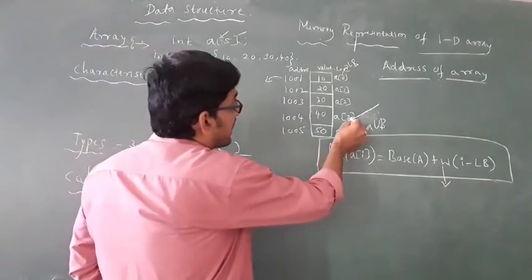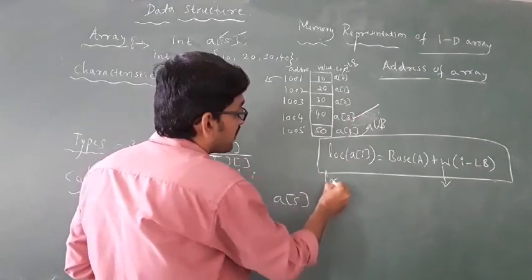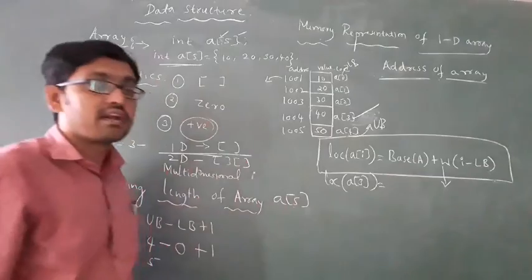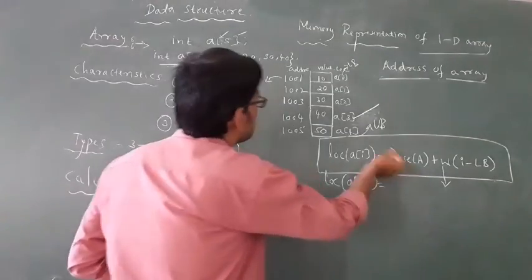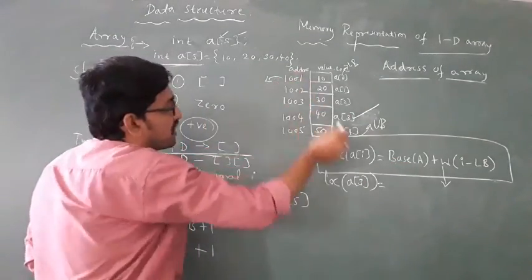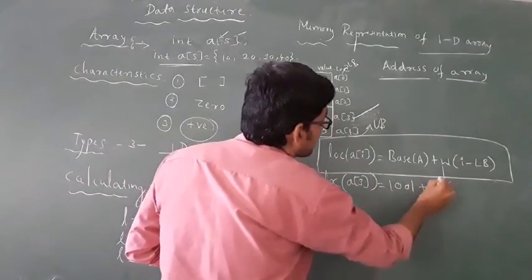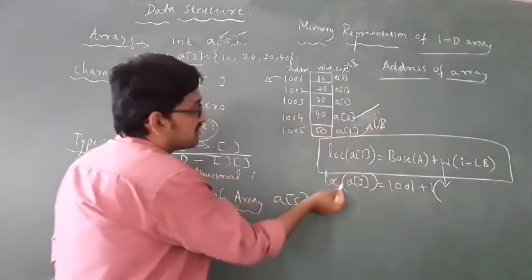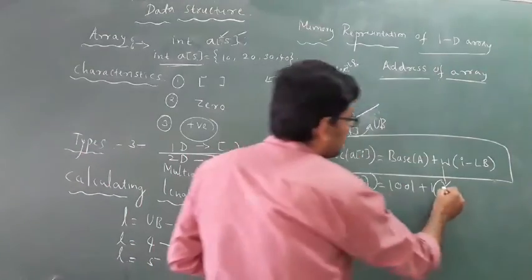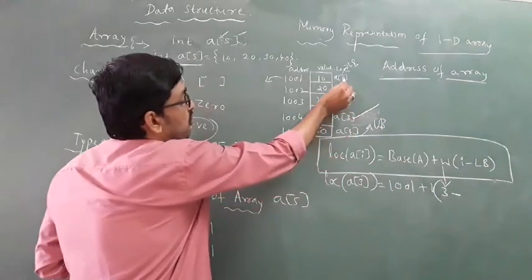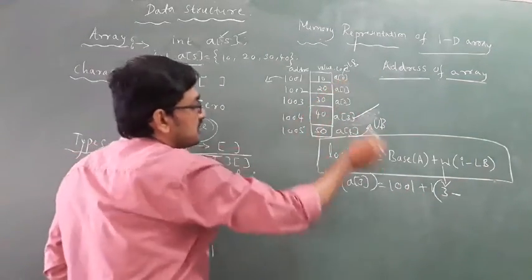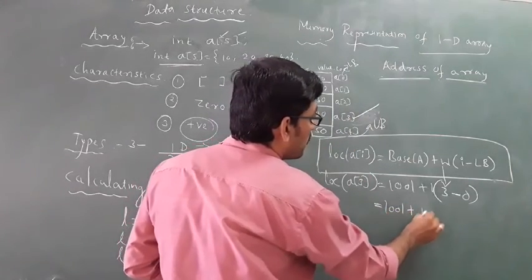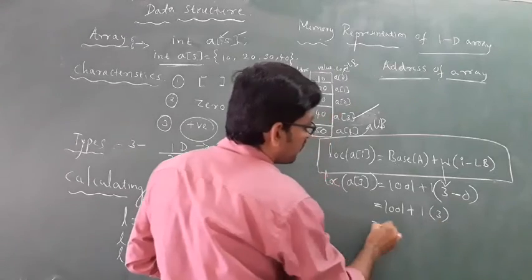I want to find the address of A of 3, the location of A of 3. Then the base address. What is the base address here? The first address of the array, 1001, plus W, the word length, which is always 1, times I. What is I there? I is nothing but 3, minus LB, the lower bound. What is the lower bound there? 0. Then how to calculate: 1001 plus 1 times 3. What is the answer you are getting?